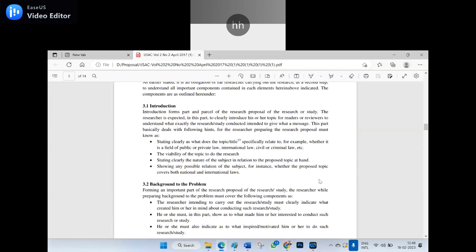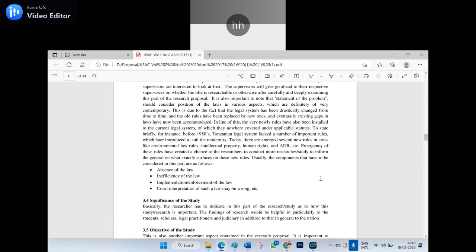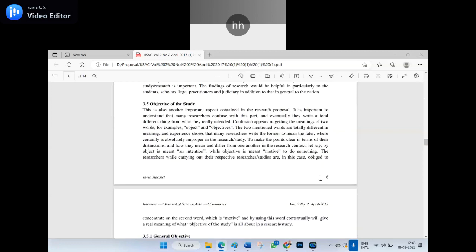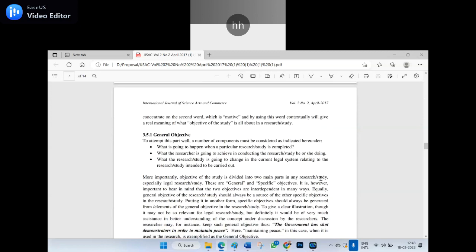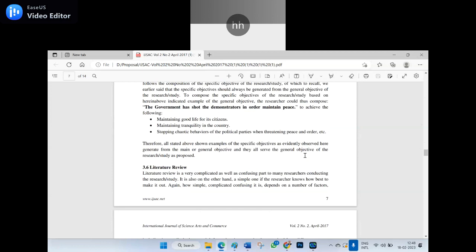See the bullet points which I put there; they should appear in your introduction. And the bullet points I kept here are for the background of the problem. Then the statement of the problem: the bullet points I mentioned here should be addressed in your work, in the significance of it. Then the objective of the study: there is a general objective and the specific objectives. What things should come in the general objective? Here I mentioned the bullet points, and according to that you are supposed to write the specific objectives also, with the variables that should come in them. The bullet points should be clearly mentioned in your work.